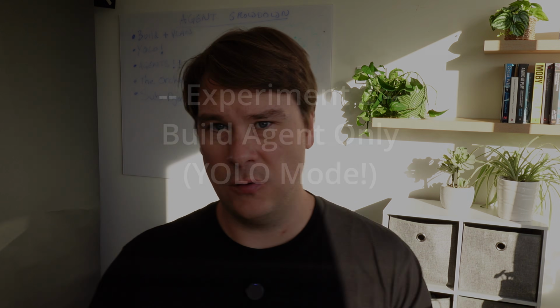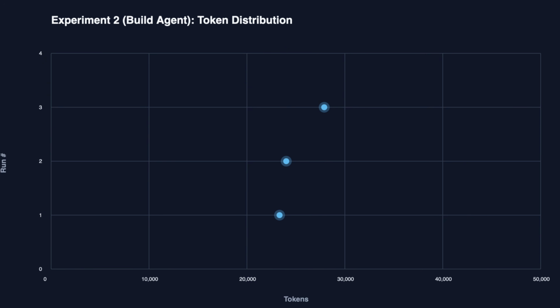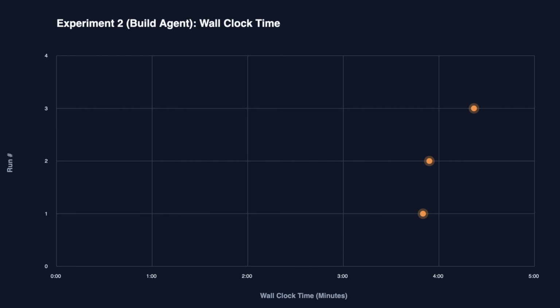This is the so-called YOLO mode. We just skip the planning agent entirely. We use the build agent for absolutely everything. It still reads the spec, it still writes the plan to disk, but then it itself goes and builds the code. This time, we average about 25,000 tokens and the time has dropped from 4.5 minutes to about 4 minutes, or just over 4 minutes.